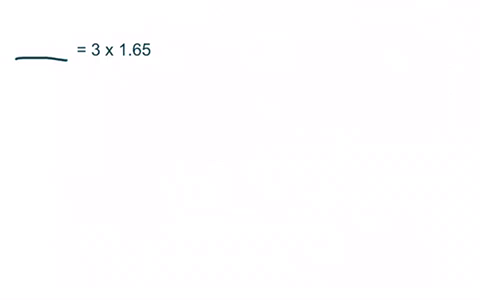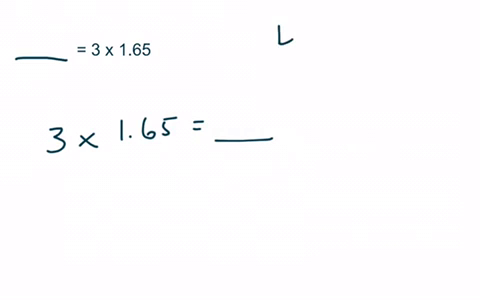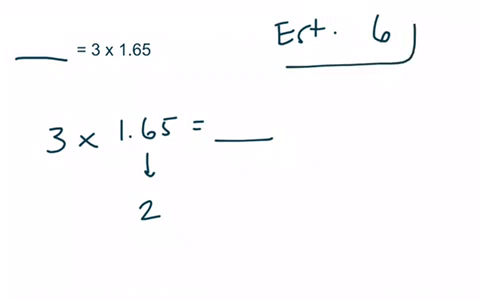Okay, last one. Something equals 3 times 1 and 65 hundredths. Now the way to think of this is the exact same thing as 3 times 1 and 65 hundredths equals something. So again, I like to use estimation. Alright, so 3 is 3. 1 and 65 hundredths, I'm going to round up to 2. 3 times 2 is 6. So my answer is going to be around 6. I'm going to go ahead and ignore that decimal.